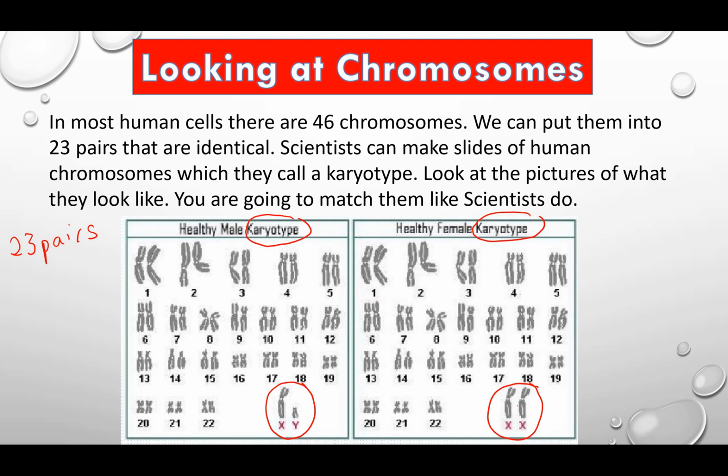So if the pair are exactly the same, we know that the child will be female. But if the pair are different, if the last pair don't seem to match, then that tells us they're a male. And we call these sex chromosomes the X and the Y chromosomes. So a double X, two the same, is our female, and an X with a little Y chromosome is our male.